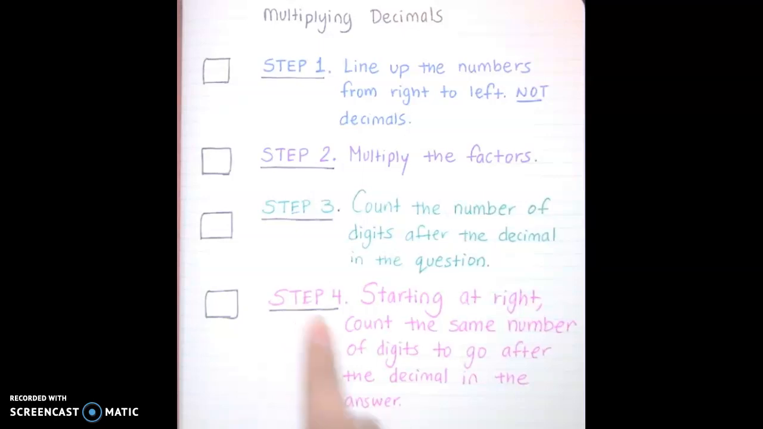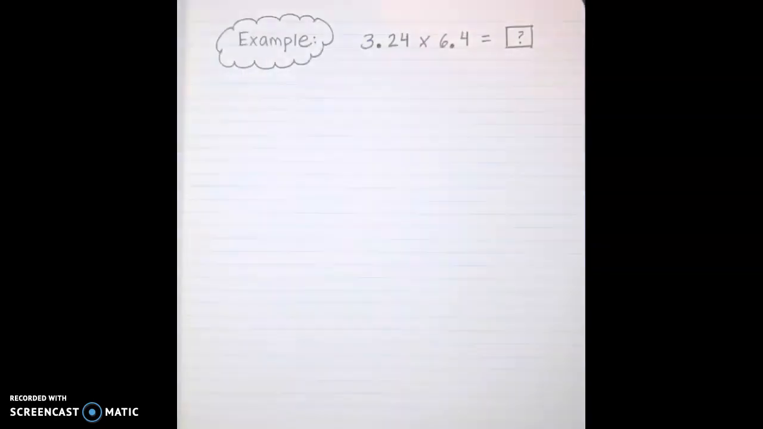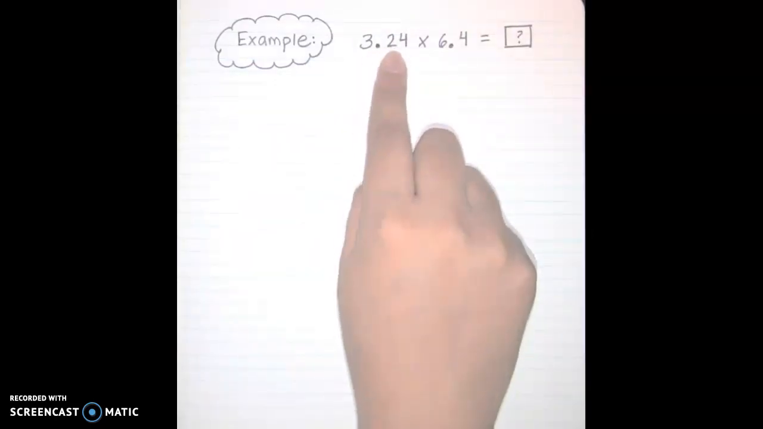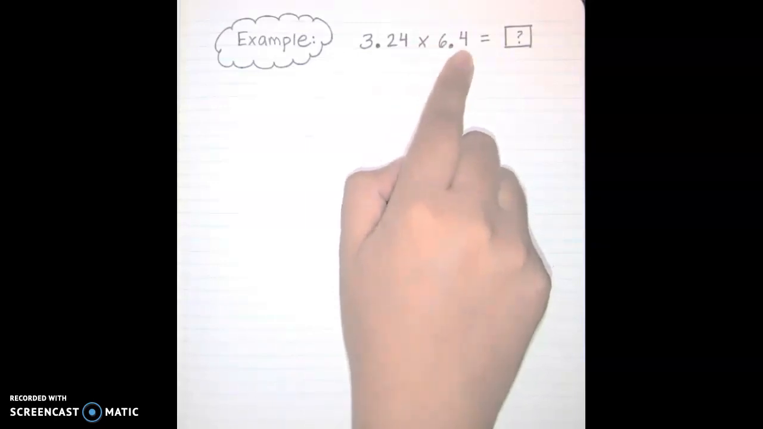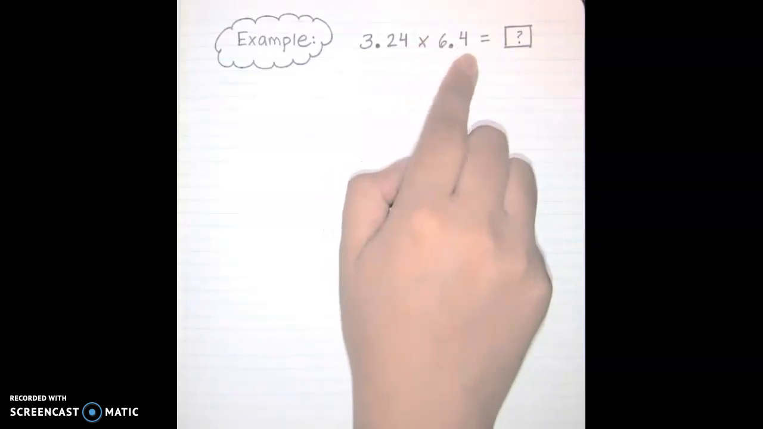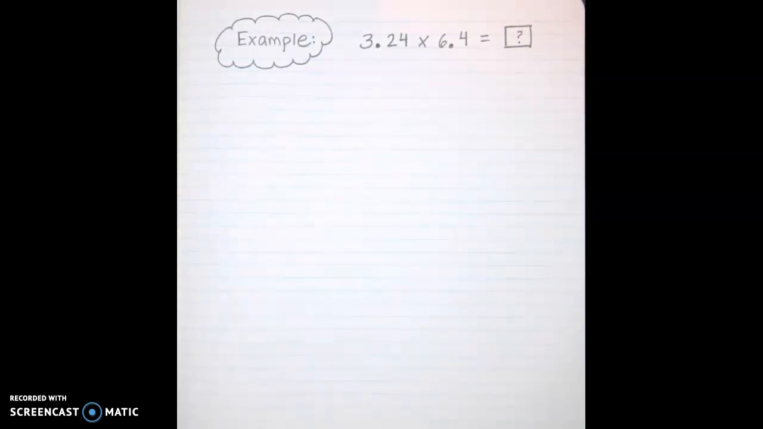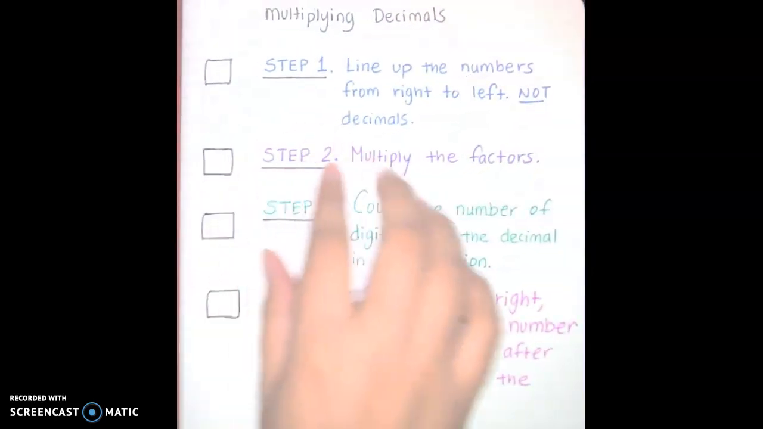Let's begin with an example from your math book. I want to focus on number 9 from page 405, lesson 5 in your math books. Again, number 9 from page 405. In the example, they gave us 3.24 times 6.4. This is what we're going to be solving today, using our checklist.